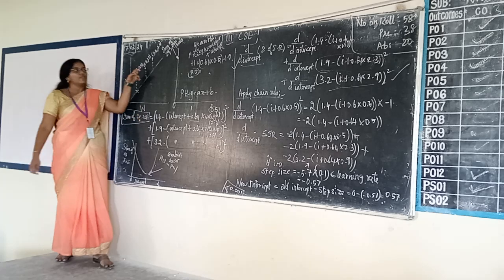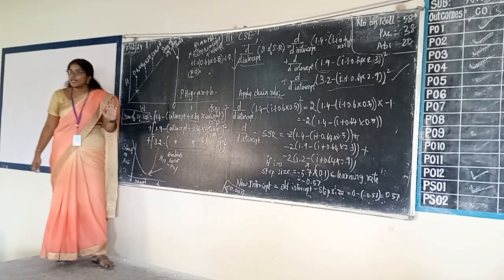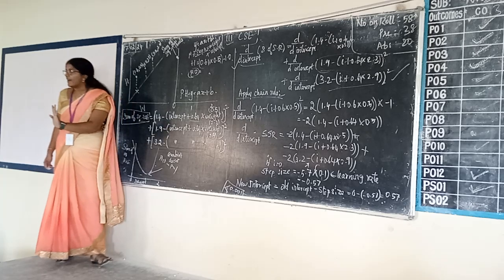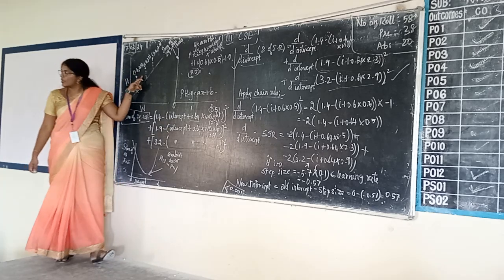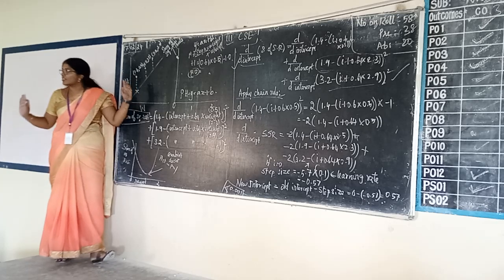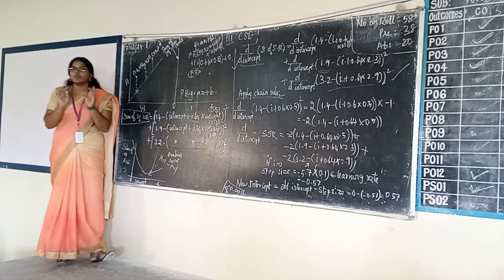We have 3 different data points here. Each one has an actual height value and an actual weight value, which is given here. Are you clear about this actual height and actual weight? You are going to predict, right?